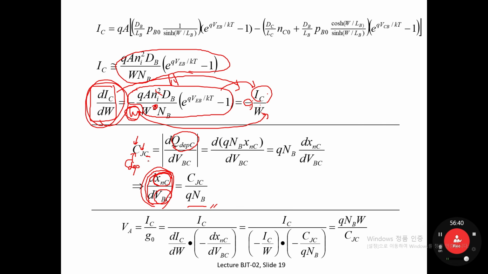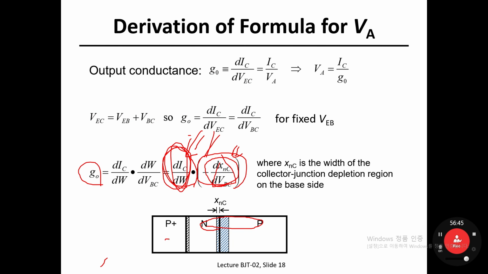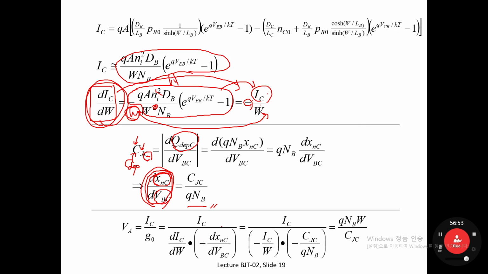This C indicates a collector junction. Collector junction means, this is emitter, base, collector, so this is the base-collector junction. I'm talking about this junction. In the collector junction, you can derive the equation for junction capacitance or depletion capacitance.